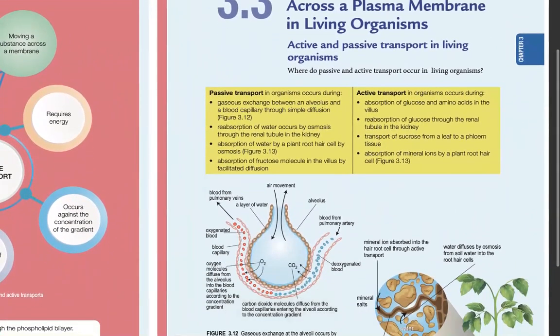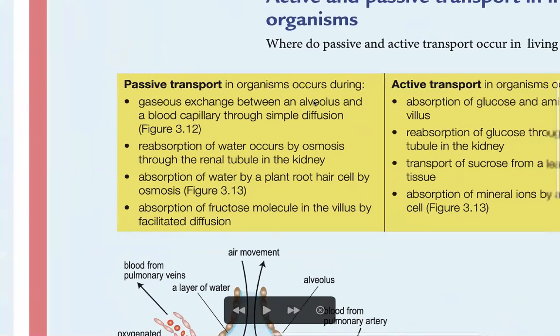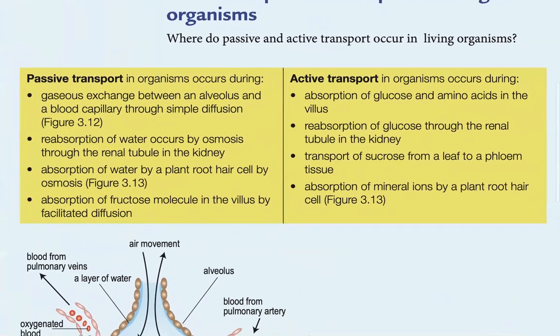Previously we have studied that there are two types of transport. The first one is passive transport, and the next one is active transport. I just want to give you some revision about the difference between these two. Basically, passive transport is a transport of substance without using any energy. But active transport involves energy. That's why it is active.